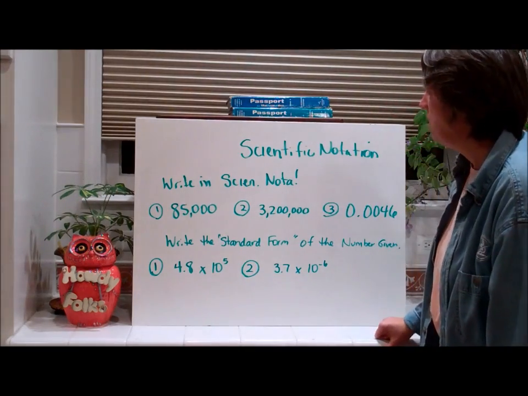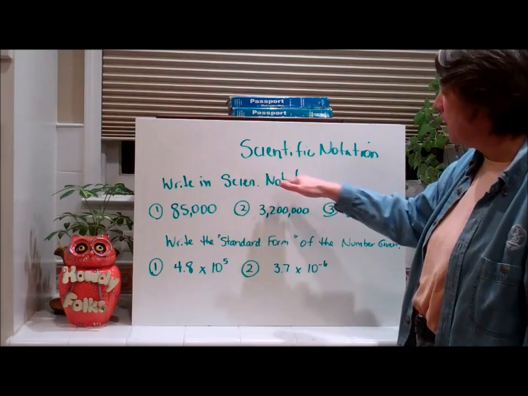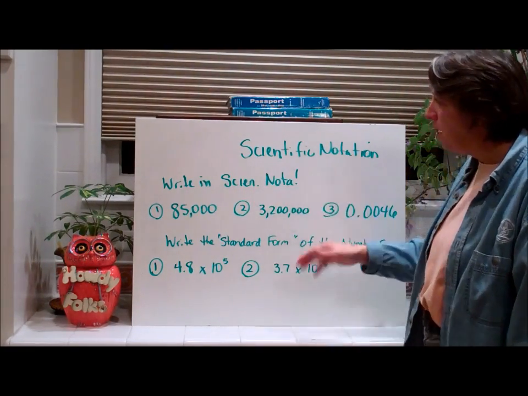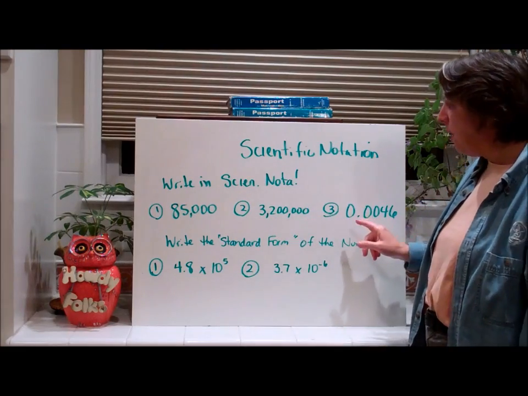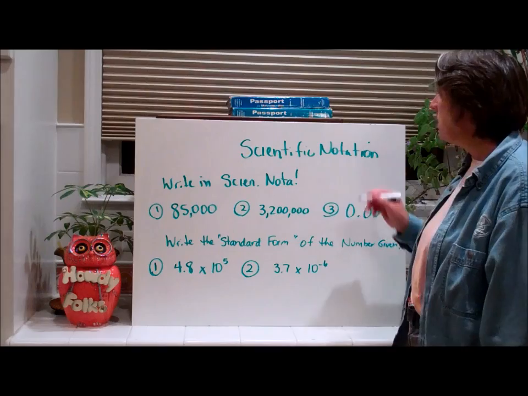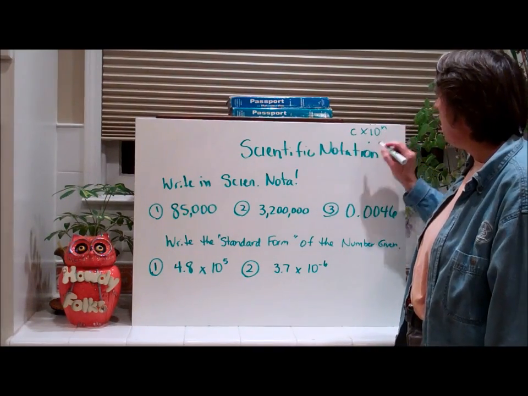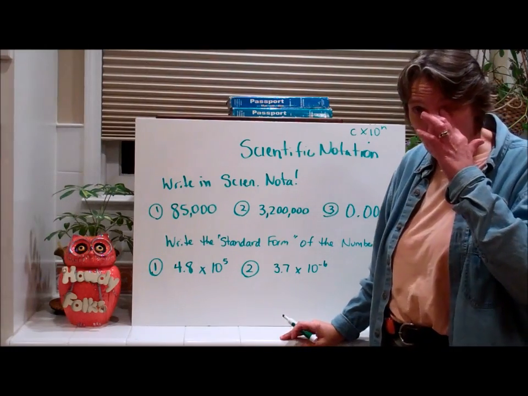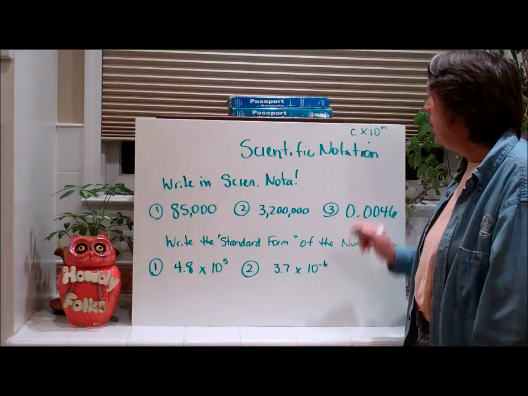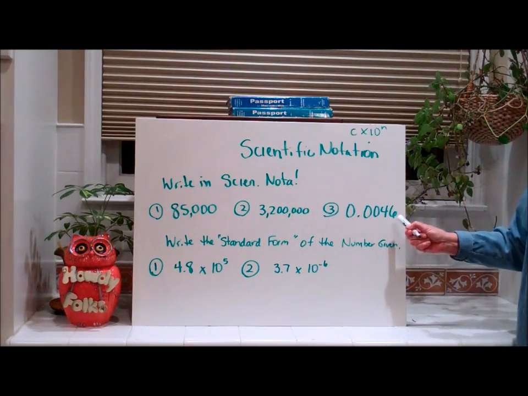Scientific notation. Well, it's supposed to be scientific notation. I just got too tired to write the whole thing out again. So, I want you to take these 3 problems and write them in scientific notation. Remember, scientific notation is C times 10 to the n power, where C is a number between 1 and 9, and it's a single digit number. And then you can have a decimal point. So write these 3 in scientific notation.